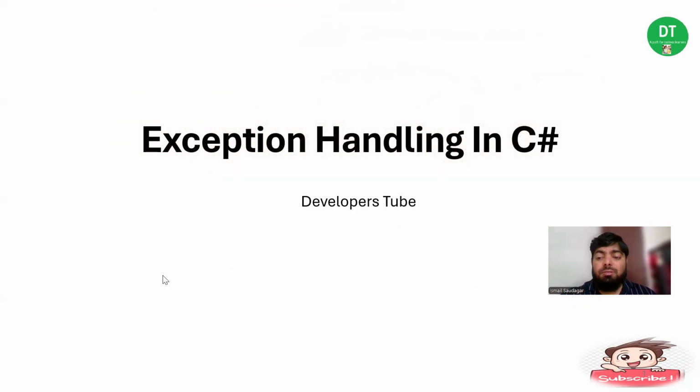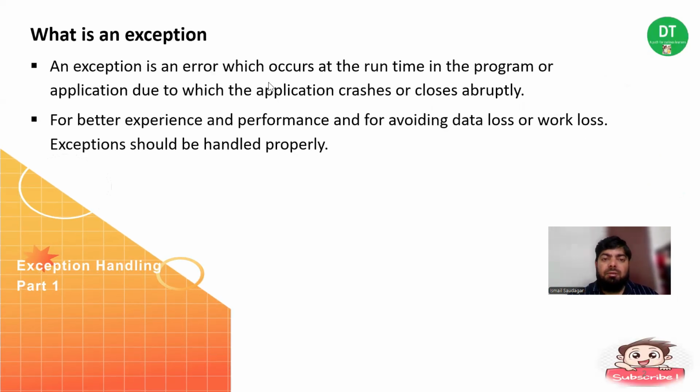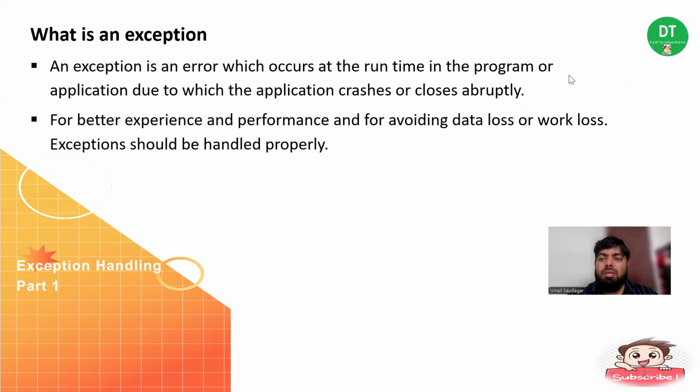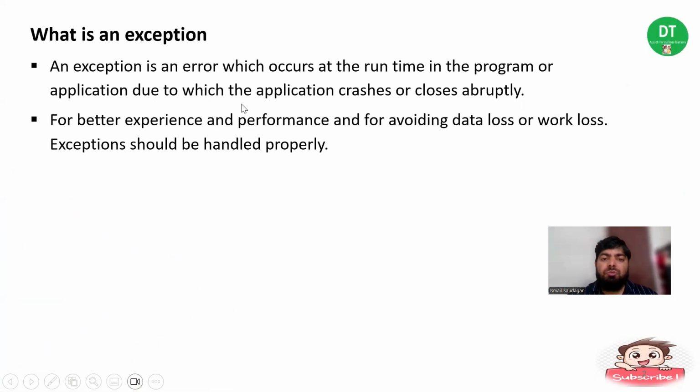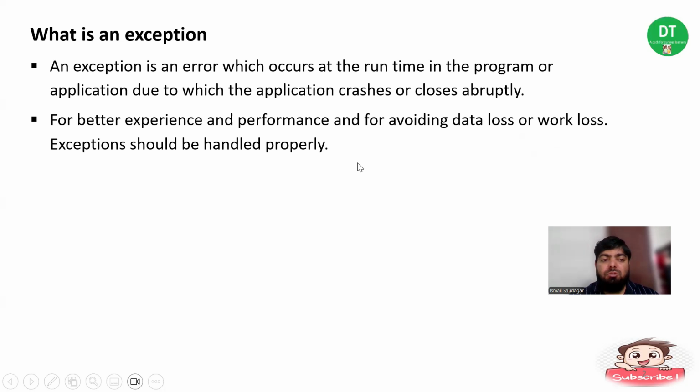In today's video, I'm going to explain exception handling in C#. What is an exception? An exception is an error which occurs at runtime in the program or application, due to which the application crashes or closes abruptly. For better experience and performance, and for avoiding data loss or work loss, exceptions should be handled properly.